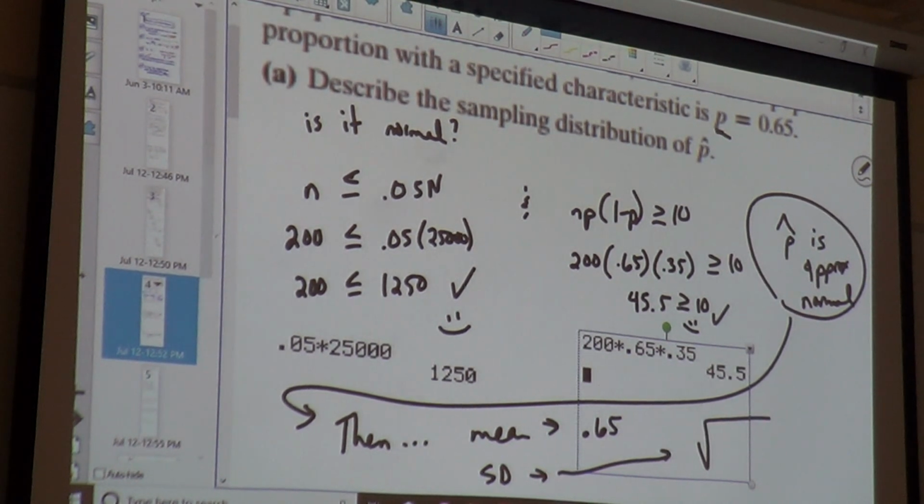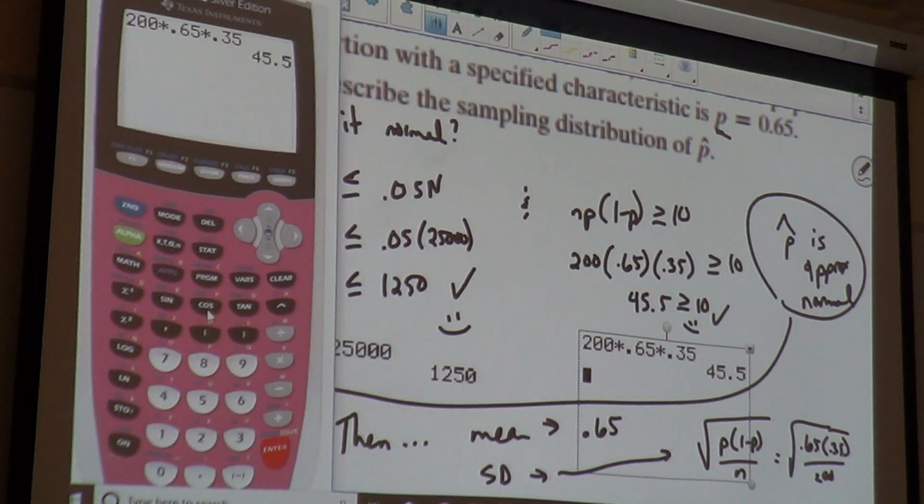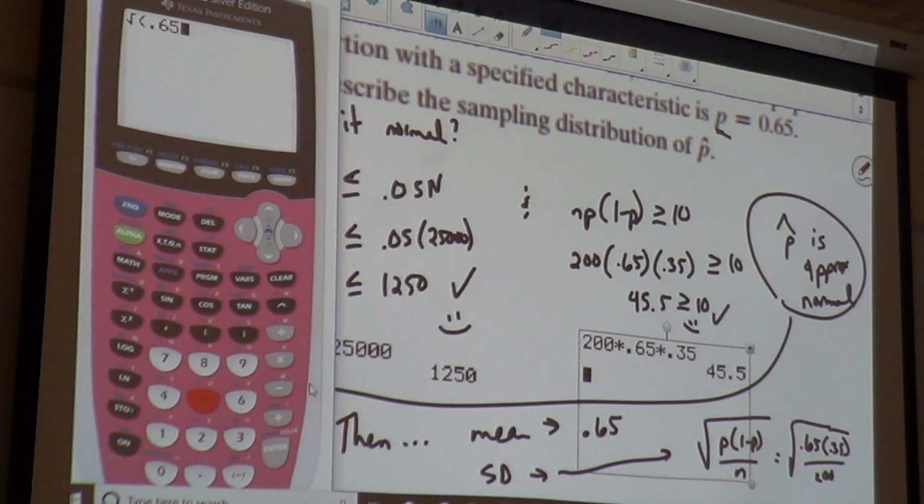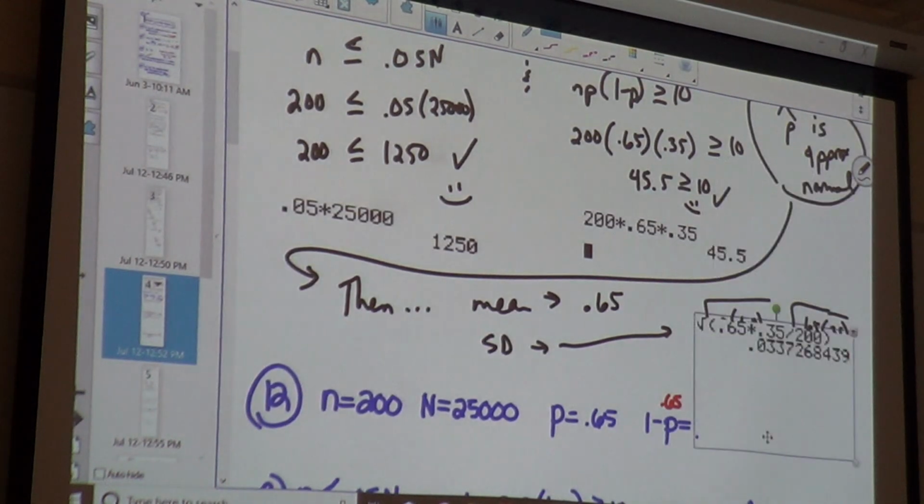The square root of p(1 minus p) over n. So what was p? 0.65. What was 1 minus p? 0.35. And what was my n? 200. So in my calculator, I am going to do the square root of 0.65 times 0.35 divided by 200, and I did the square root of the whole thing. So that tells me what my standard deviation is going to be.